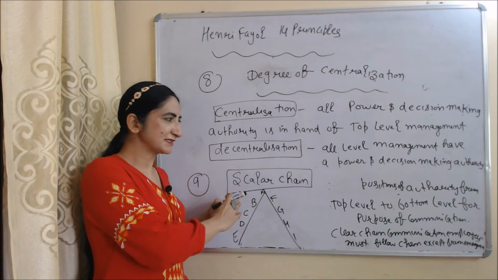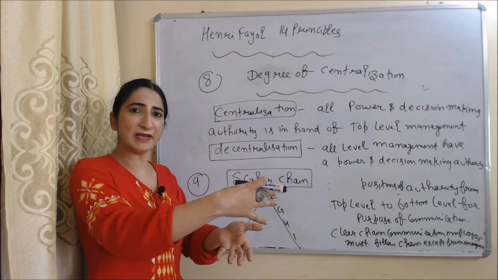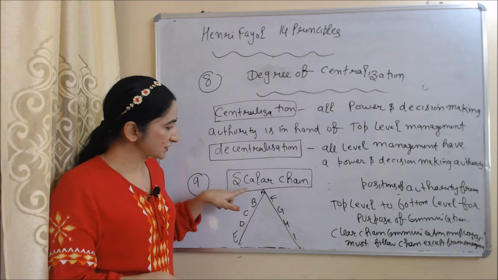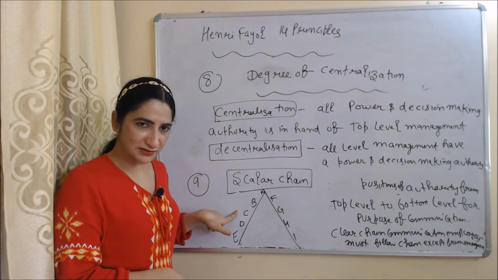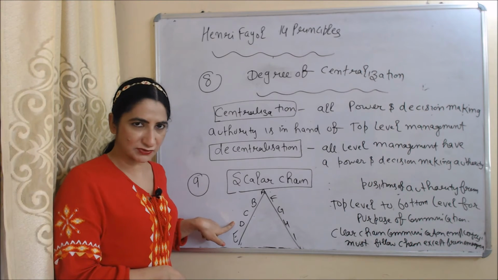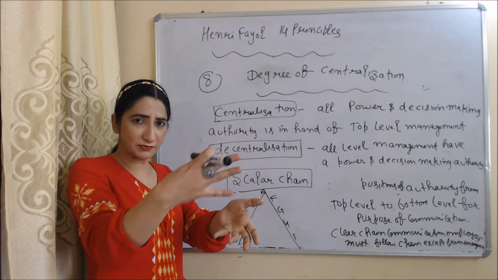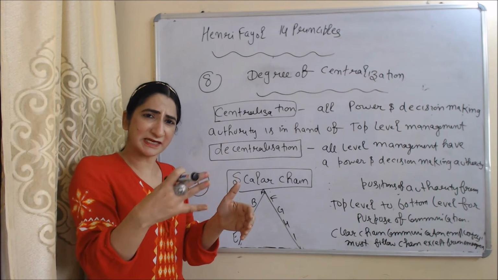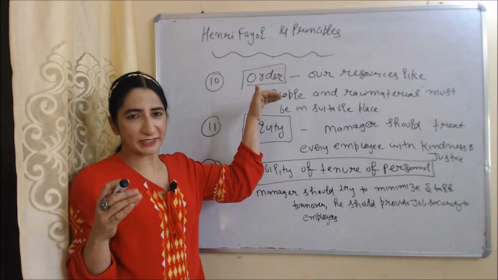Next principle is scalar chain. Scalar chain is the chain of authority from top level to bottom level for the purpose of communication. For example, firstly A will give message to B, then B will pass this message to C, then C will pass this message to D. According to this principle, there should be clear chain of communication and every employee must follow this chain except for some emergencies. Next principle is order.